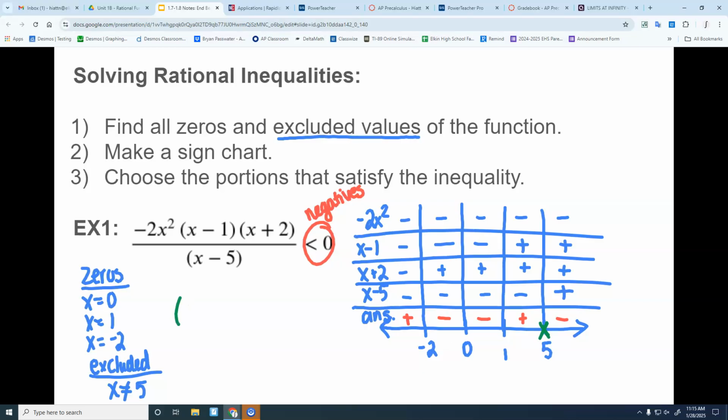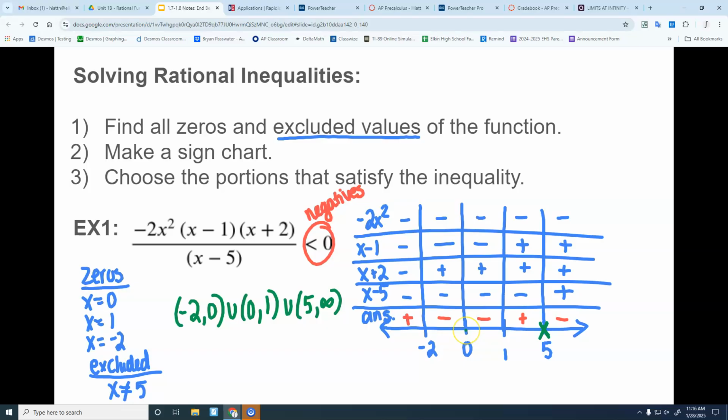So you're going to do -2 to 0, 0 to 1, and 5 to infinity. Why not do -2 to 1? You cannot on this one, and this was something a few of you did on the test as well. You cannot do -2 to 1 on this one because we have a less than sign.